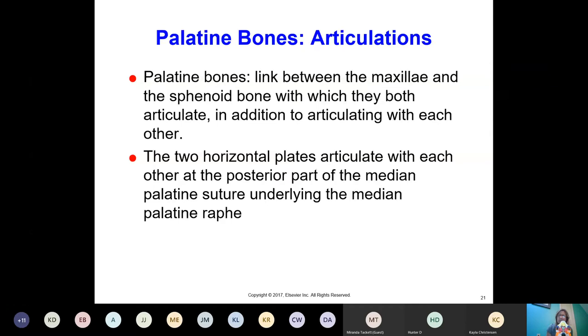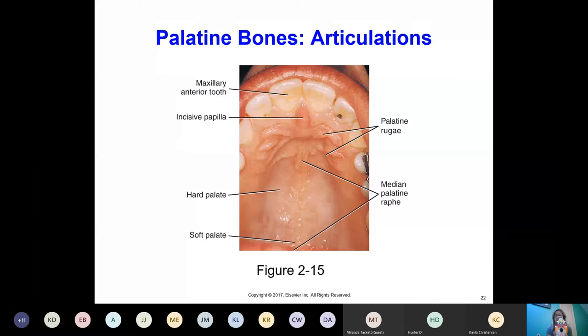And the two horizontal plates articulate with each other at the posterior part of the median palatine suture underlying the median palatine raphe. So we talked about the median palatine suture going all the way down between the yellow and the purple. And then the tissue that covers that, that you can feel with your tongue and you're going to look at when you look in each other's mouths, is the median palatine raphe. And there's a picture of what the inside of your mouth looks like. You probably remember these from your chapter 2 surface anatomy.